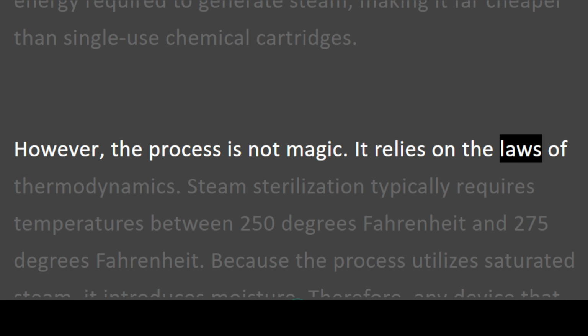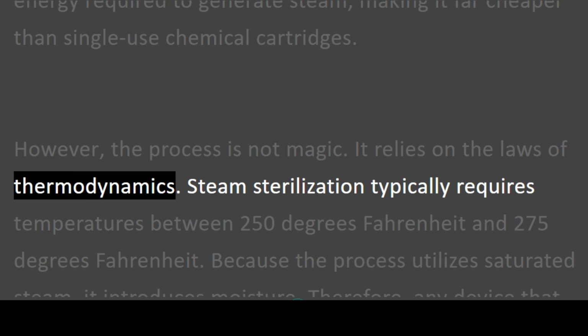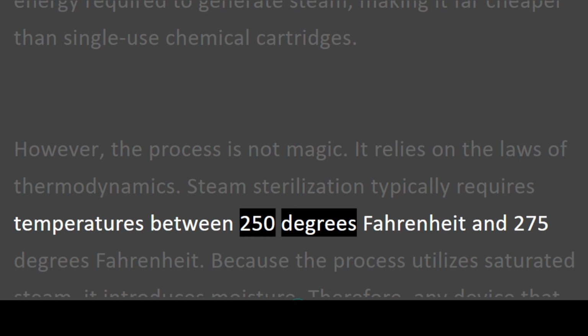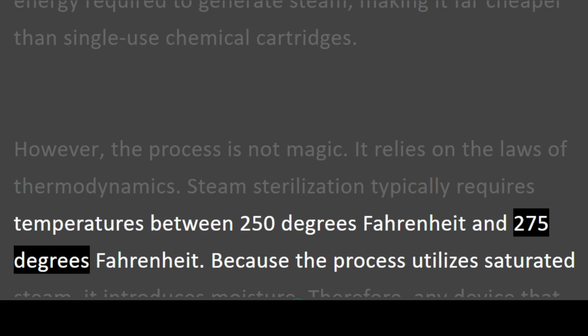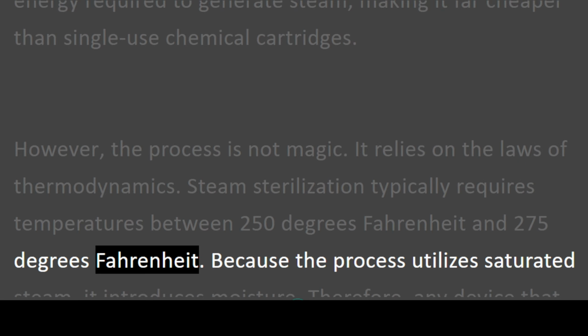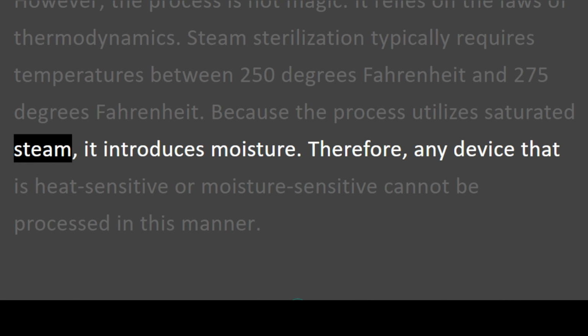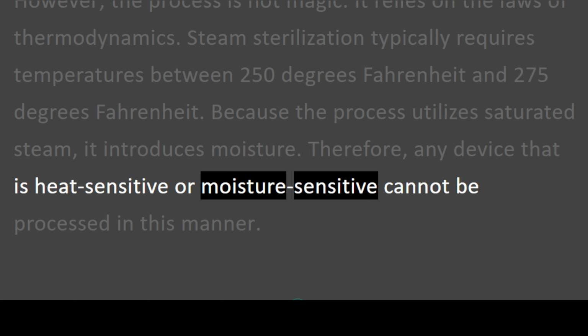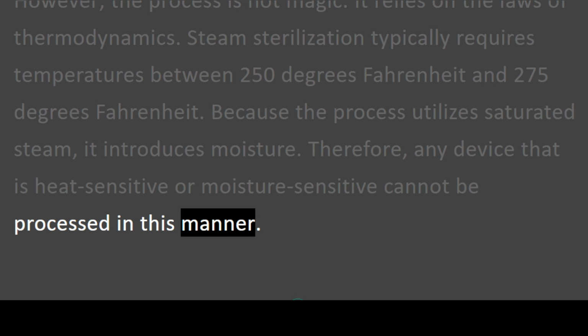It relies on the laws of thermodynamics. Steam sterilization typically requires temperatures between 250 degrees Fahrenheit and 275 degrees Fahrenheit. Because the process utilizes saturated steam, it introduces moisture. Therefore, any device that is heat-sensitive or moisture-sensitive cannot be processed in this manner.